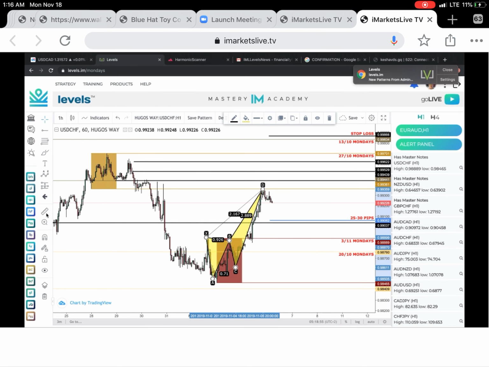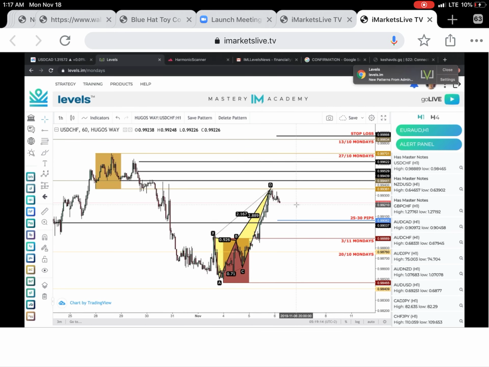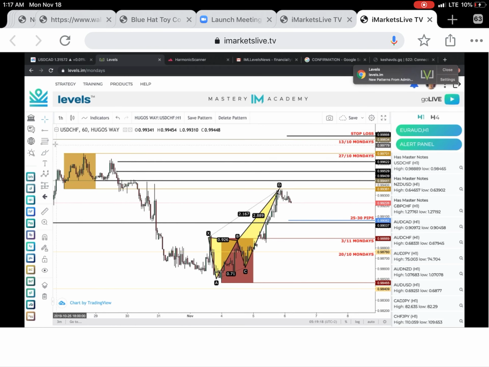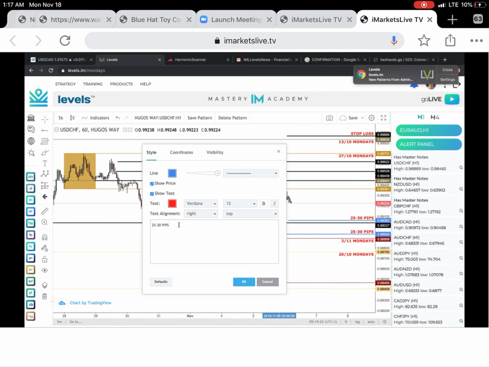Stop loss. It's way up there. Remember, you're only getting charged for your stop loss if you get hit. If you don't get hit, you don't get charged for it. If the stop loss is too big, lower your lot size. Now, my extended target would be here.